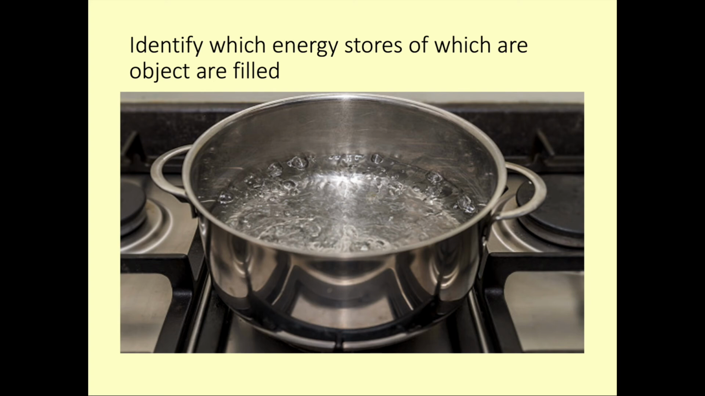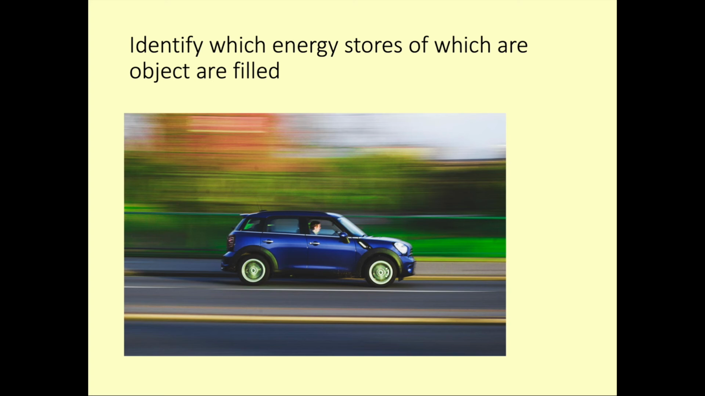This is our penultimate one, so pan of boiling water. Pause the video to have a think. And this is thermal energy because we're talking about something that's hot, so we're talking about it having a high temperature. And then finally, this is supposed to be a moving car. Obviously, it's a picture, and therefore we can't see that movement, but we are assuming that car is moving. And so because we're talking about moving, we are talking about our kinetic energy.